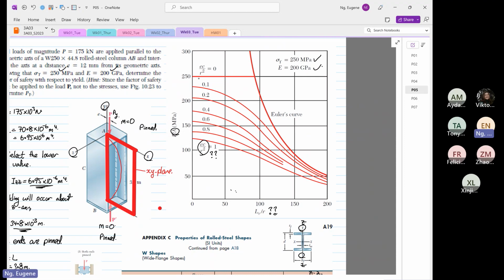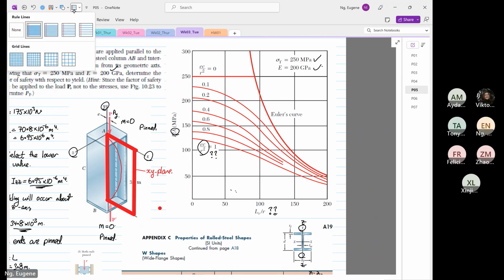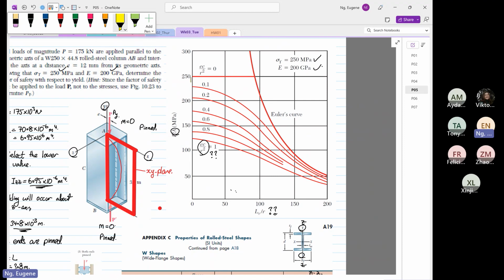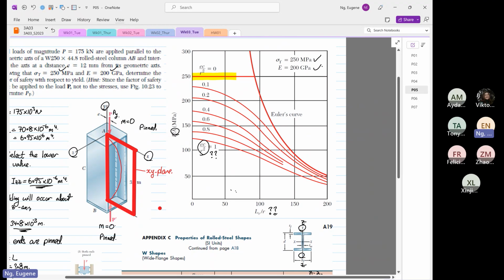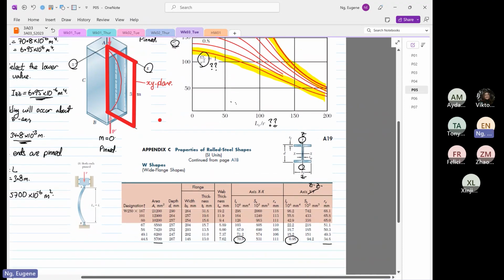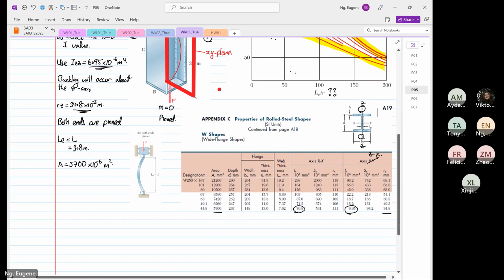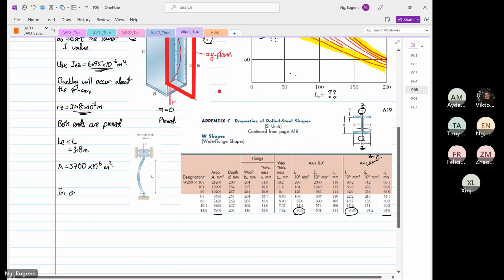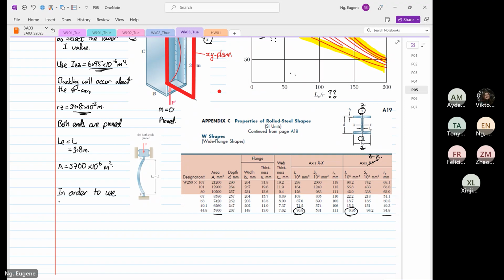So Ec over r squared, the 0 is based on, in fact, this chart looks familiar once I highlight. So this is Ec over r squared is equal to 0. Okay, you follow this line. And then over here, Ec over r squared is equal to 1. You follow this line. Okay, so in order to use the chart, we must determine our Le over r.